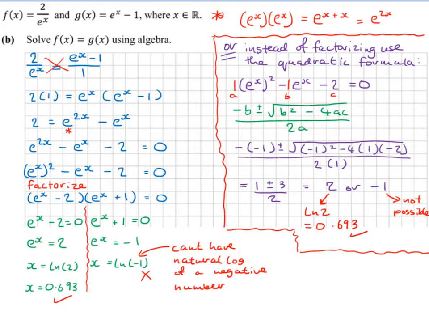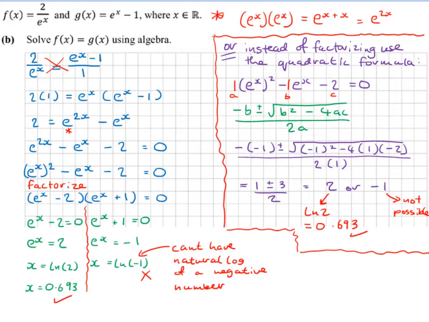Next we bring everything over to the left of the equal sign, so we get e to the power of 2x minus e to the power of x minus 2 is equal to 0. We're going to rewrite this as e to the power of x, raised to the power of 2, and we still have minus e to the power of x minus 2 is equal to 0. So now we have something squared minus something minus 2 is equal to 0. So we can factorize and solve.